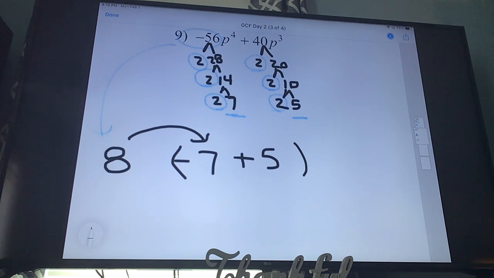Okay, what's the biggest amount of p's that I can pull from both? Well, this one has 4, and this one has 3. So the biggest amount that I could pull would be 3. Okay, because it's got to be fair.